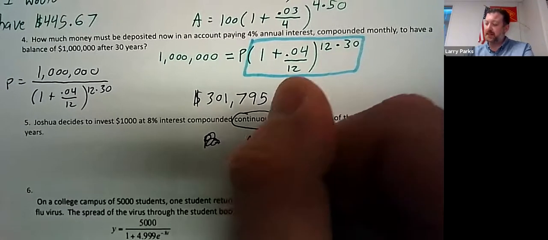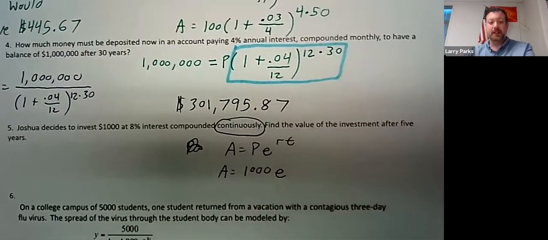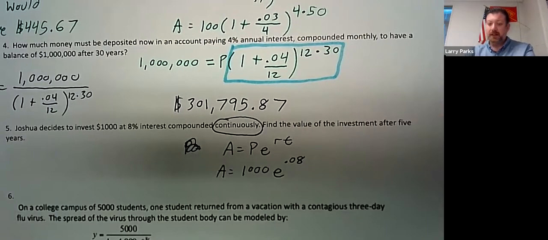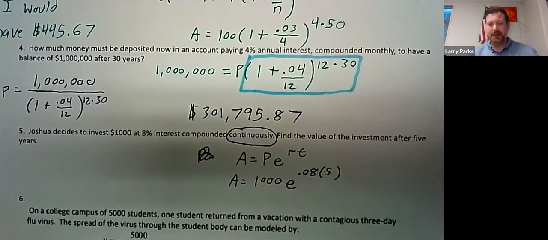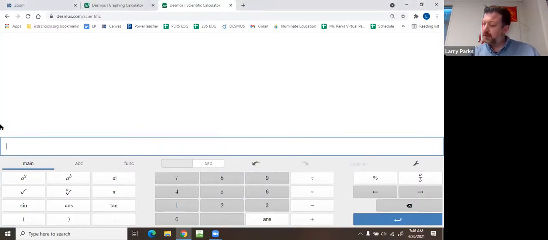So P is 1,000. The interest rate's 8%, so that'd be 0.08. Find the value after 5 years, so T is 5. All I have to do is plug that in the calculator. Super easy. $1,000 times lowercase e, raised to the, and I'm going to put this in parentheses, 0.08 times 5.